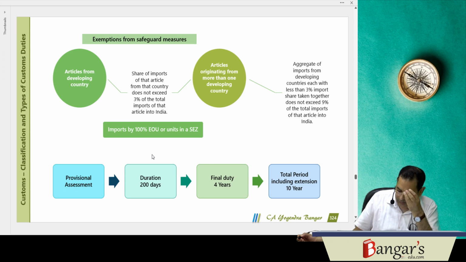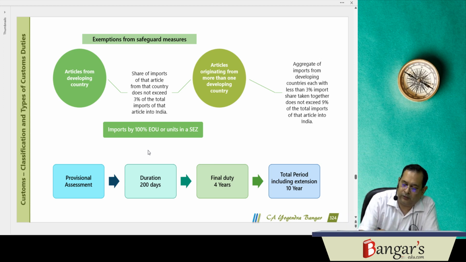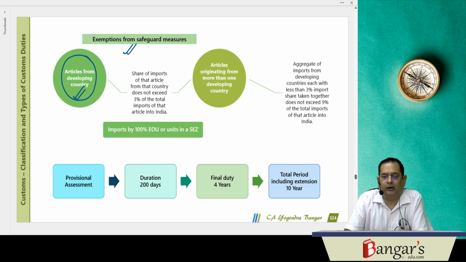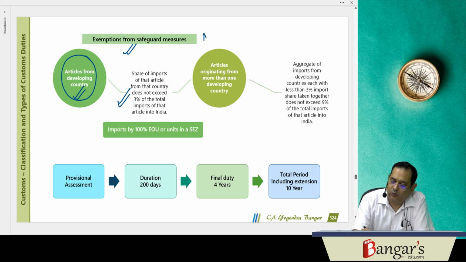Now they can also levy safeguard duty. And here, there is exemption from safeguard measures in case the article is originating from a developing country and the share of imports from such country is less than what? 3% of total imports of that article into India. In that case, no safeguard duty will be applied.